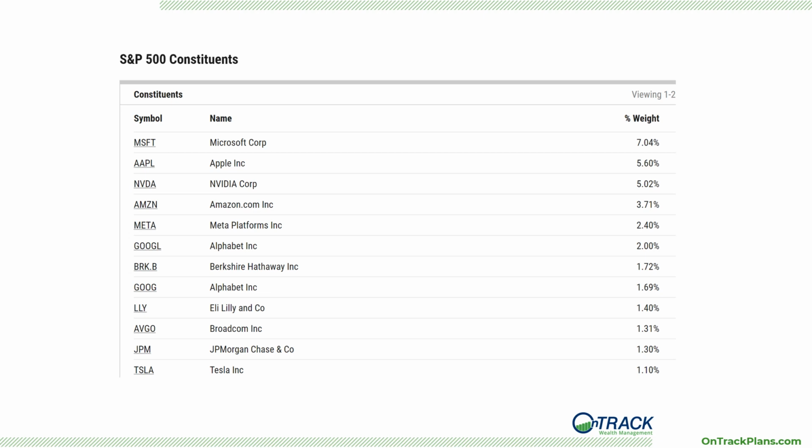Right. Well put. And I like to think about this in terms of dollars. You take $100, you invest it into the S&P 500 today. What are you getting? $7 is going to be in Microsoft. That's very well put. $1 is going to be in Tesla. Exactly right. So that's kind of what you're looking at right there.